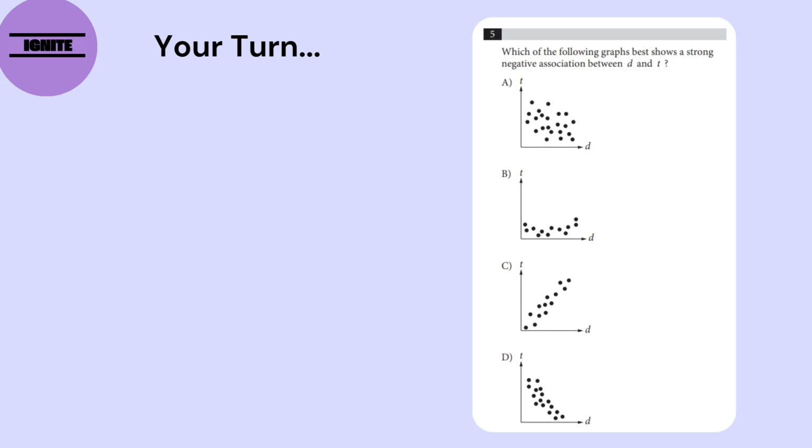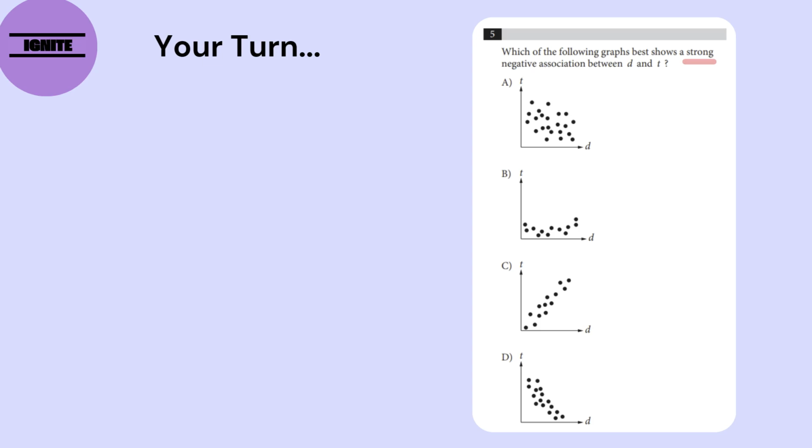All right, now that you've had a chance to do this question, let's take a look at it. Which of the following graphs best shows a strong negative association between D and T? And let's dissect this first. What is this exactly asking? It's asking, firstly, for a strong association. And we know that strong associations are tightly clustered together.